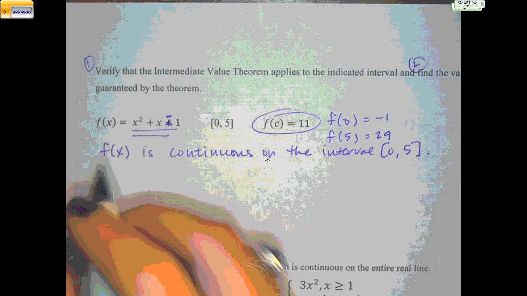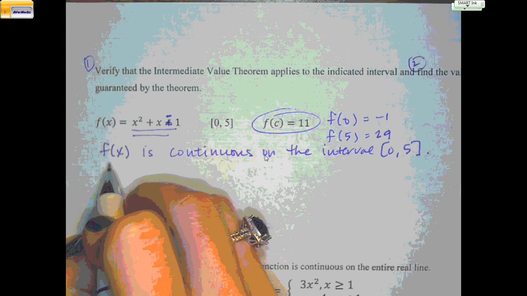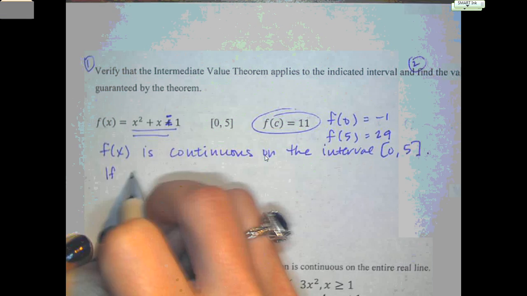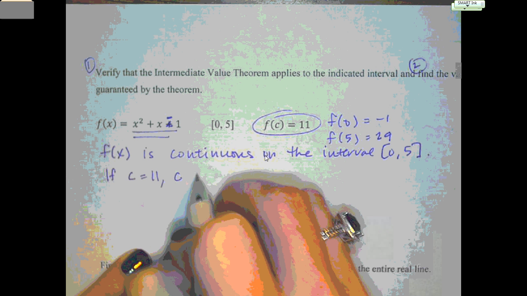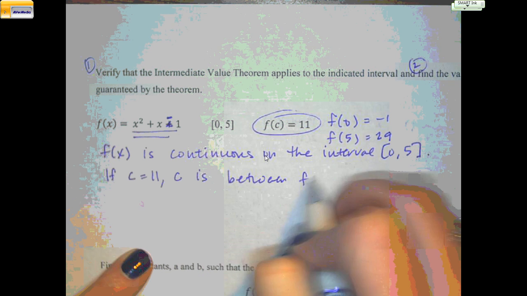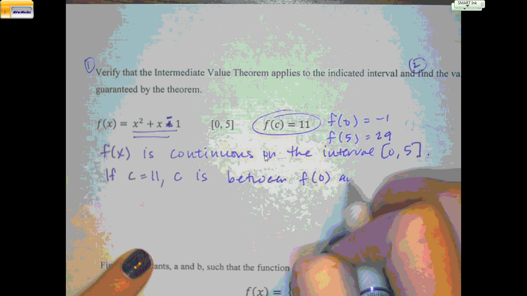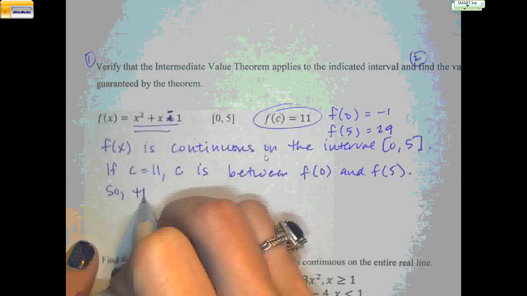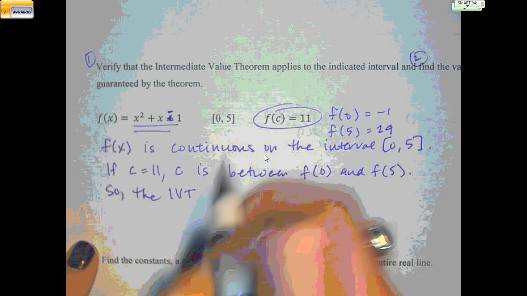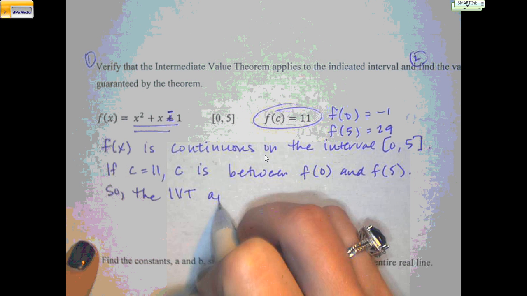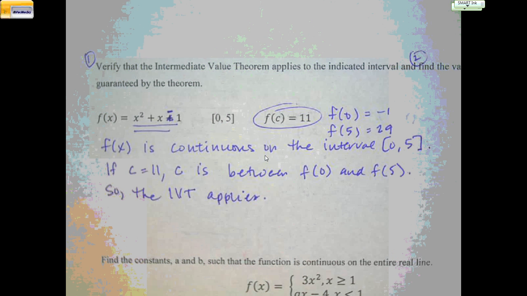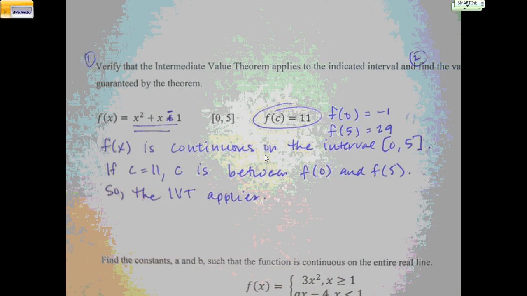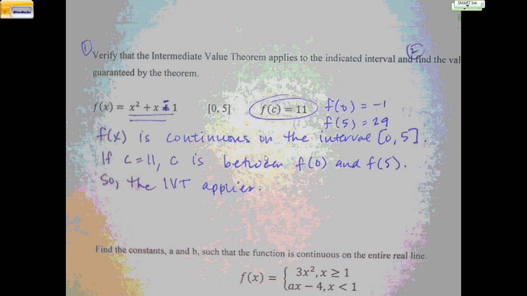So we say, if C equals 11, C is between f at 0 and f at 5. So the intermediate value theorem applies. So we just proved it. That's step 1. Step 2 says to find the value of C guaranteed by the theorem.